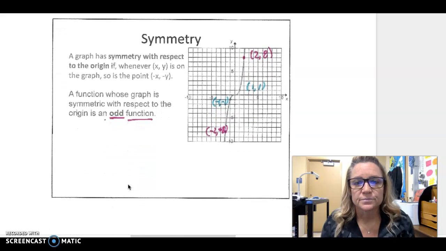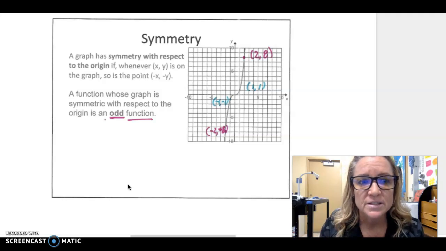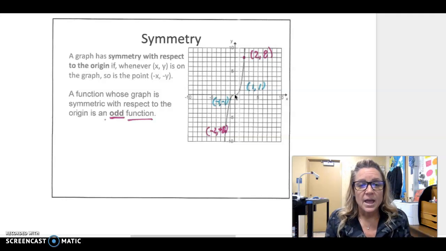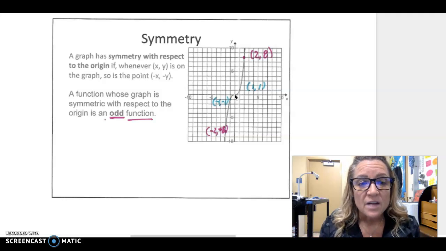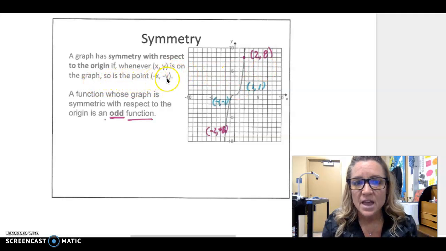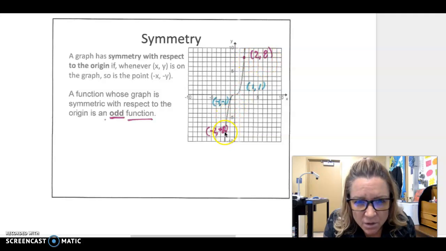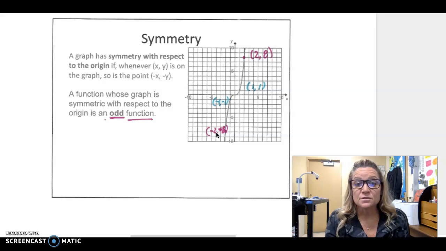All right. Now here's a different kind of symmetry. It says a graph has symmetry with respect to the origin. Remember, the origin is the center or the 0, 0 spot on a coordinate plane. And if whenever any point x, y is on the graph, it also has a point negative x, negative y. For instance, the two red ones. So this red point up here is 2, 8, and this red point down here is negative 2, negative 8. So this one is called an odd function.